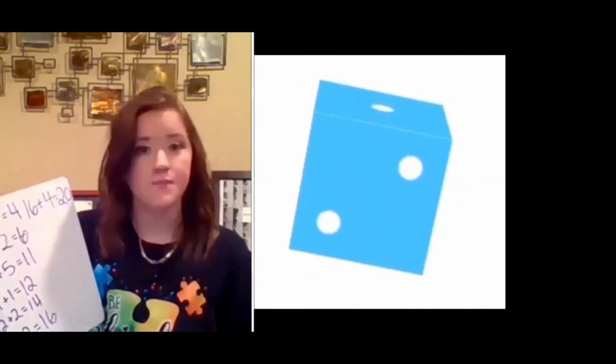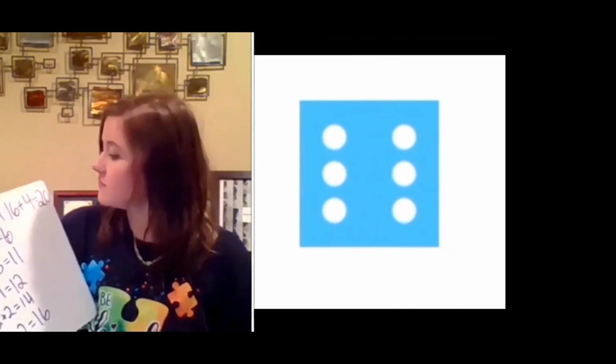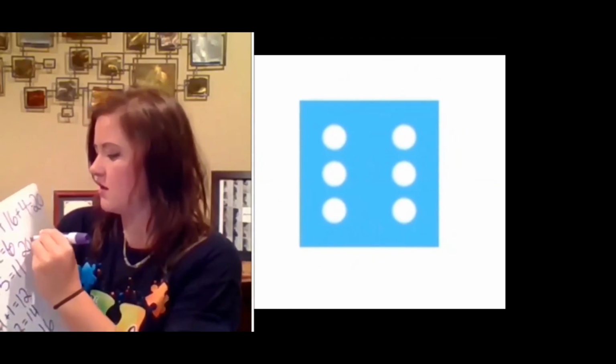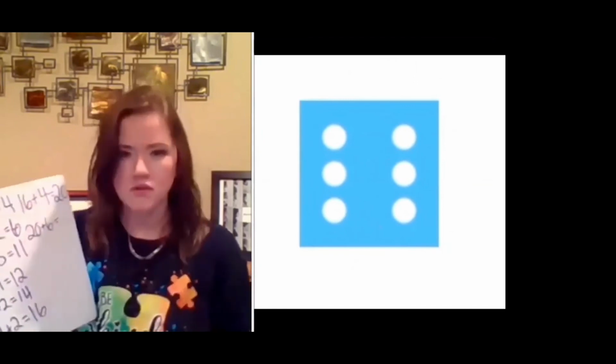So the next roll is 6. Oh my gosh. So 20 plus 6 equals 26. Nice job, you guys. Incredible. That's hard stuff. It goes really quick, but you guys are crushing it.